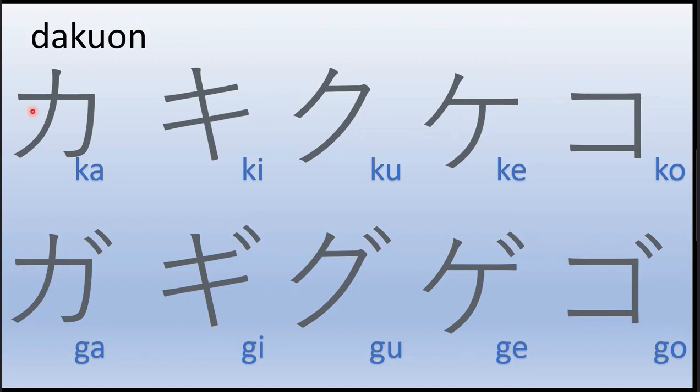We can see that the alphabets are exactly the same as in ka, ki, ku, ke, ko, with the addition of these two short segments at the top right corner of each. The same rule was applied in the hiragana case as well. So the rule for writing dakuon is the same in hiragana and in katakana. The only difference is that the alphabets are different in hiragana and katakana.